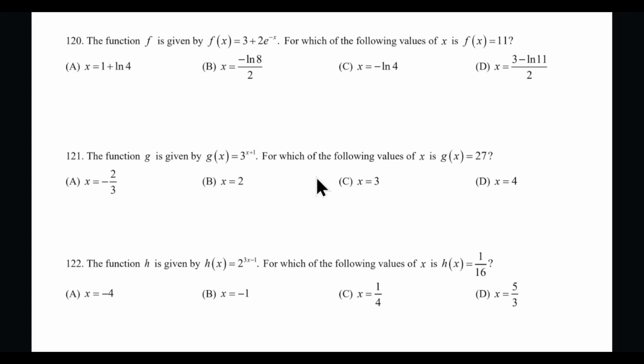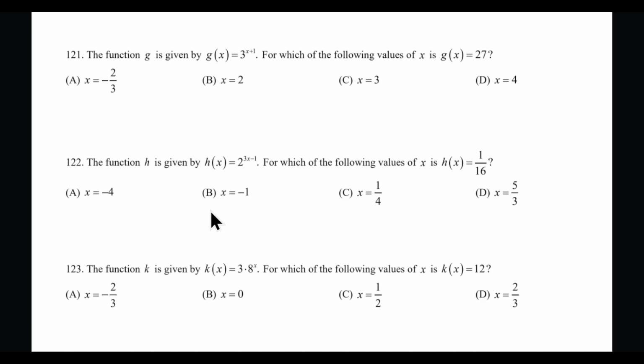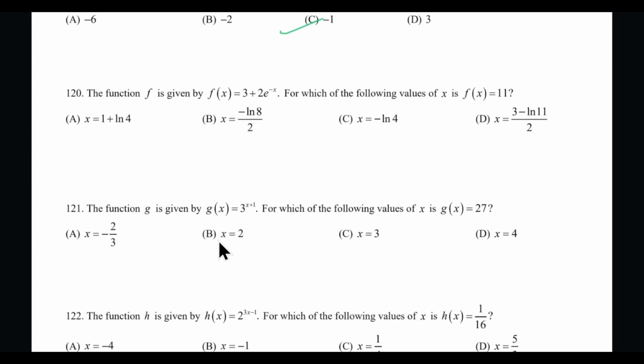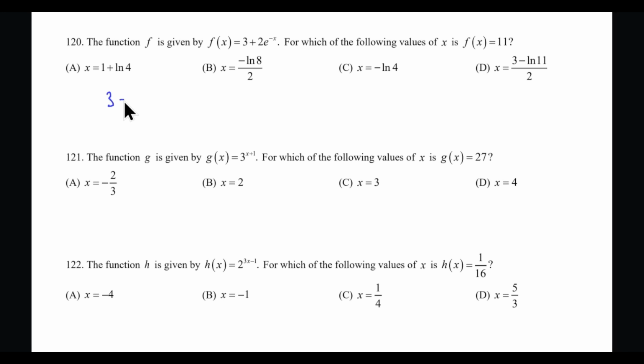All right, I'm going to solve this one for you. This one looks a little interesting. Question 120 and then question 122 as well. I think that looks 123 actually. So 3 plus 2 times e to the minus x is equal to 11, which means that 2 times e to the minus x is 11 minus 3 is 8. Dividing both sides by 2, it's e to the minus x is 4.